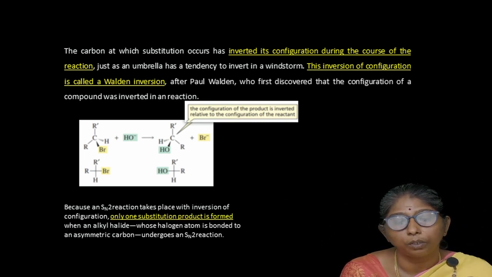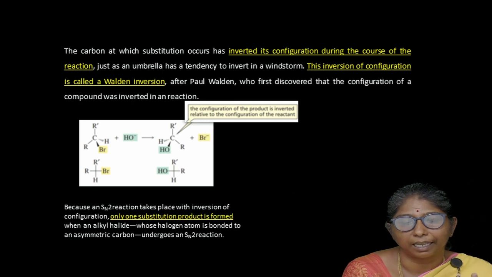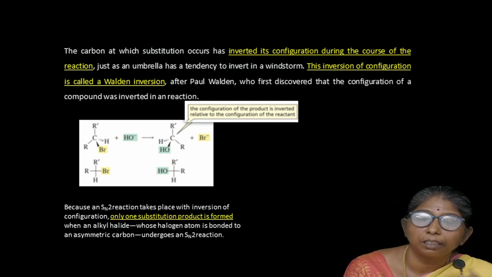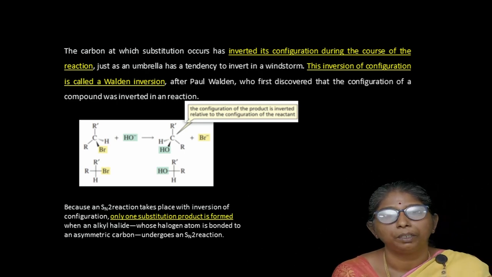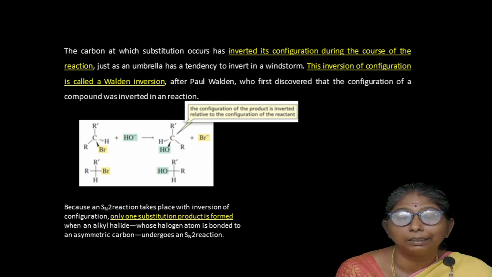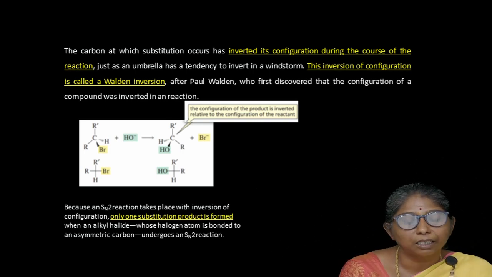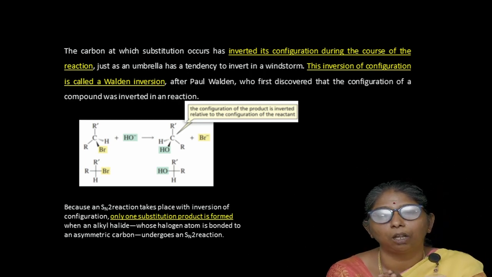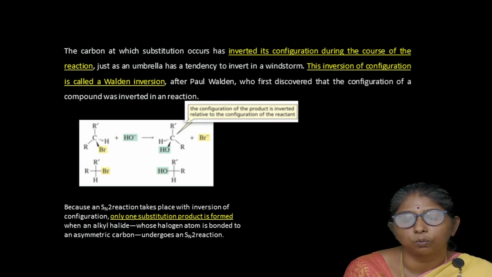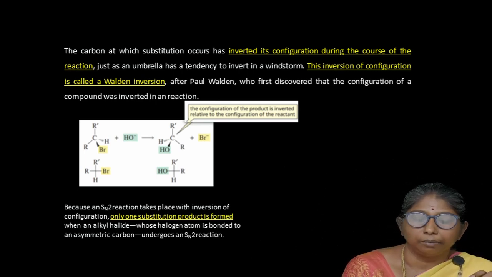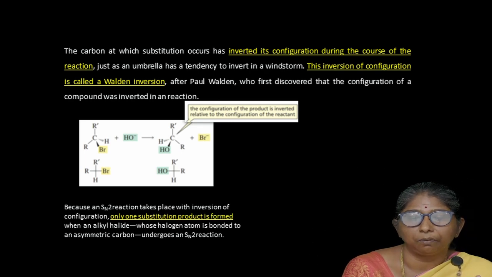This is how it was explained by Walden, the scientist, just like an umbrella which is inverted in a windstorm. See, when you are going out during a windstorm and carrying an umbrella, what happens? The umbrella turns upside down. The same way, with this methyl bromide, if you start with the plus form, you will get methanol in the opposite configuration, that is inversion of configuration. This was given by the scientist Paul Walden, and this is the main point about the stereochemistry of the SN2 reaction.